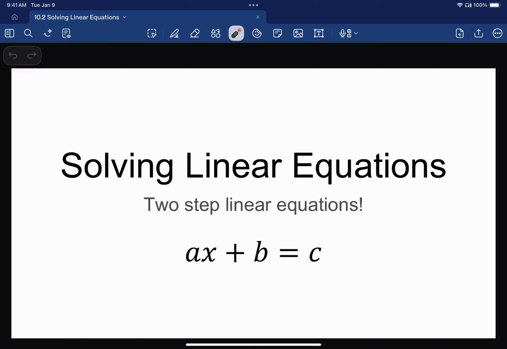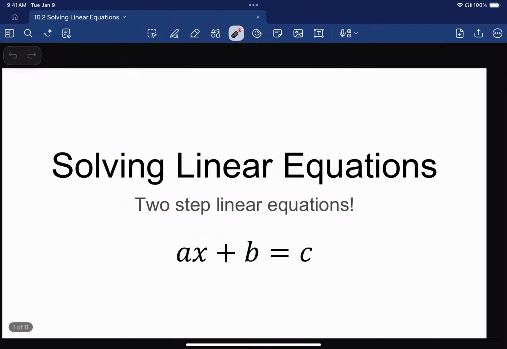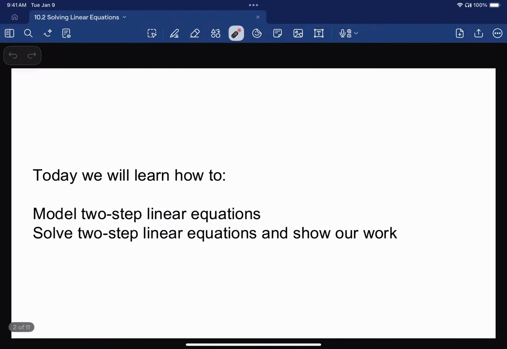Hello, grade 8s. Let's get into solving linear equations, the two-step linear equations in the form of a multiplied by a variable x plus b equals c, where a, b, and c are all going to be numbers. So let's get into it here. Today we're going to learn how to model these two-step linear equations using pictures and diagrams and how to solve them and show our work.